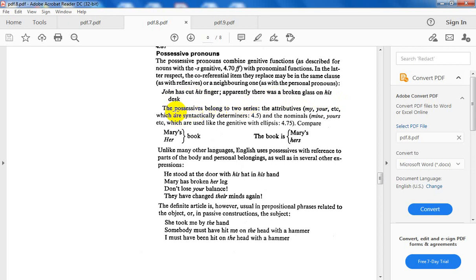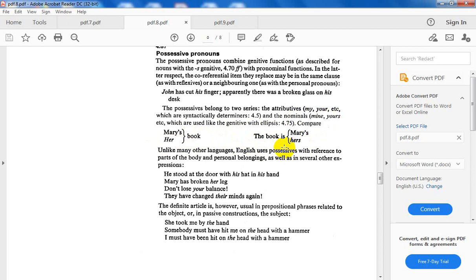Okay, the possessives belong to two series. Attributive comes before the noun as determiner, which are syntactically determiners, and the nominal ones. They call them either attributive or predictive. Attributive means determiner, predictive means nominals: mine, yours, hers, theirs, ours, which are used like the genitive with ellipsis. Mary's book, her book, the book is Mary's, the book is hers.